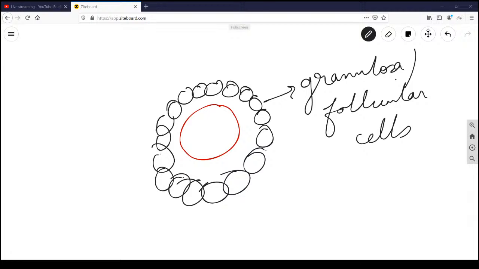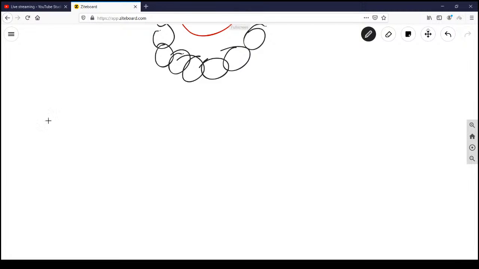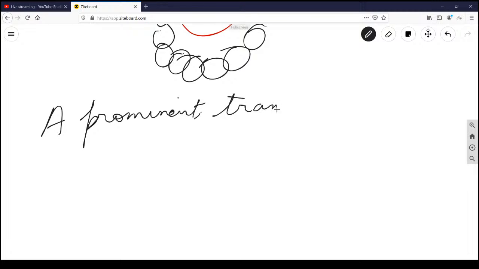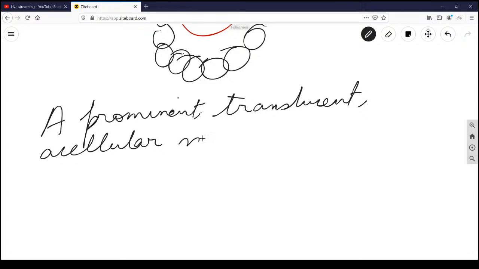So I'll write this down: a prominent translucent non-cellular, or acellular, membrane called the zona pellucida. The most important word is acellular.